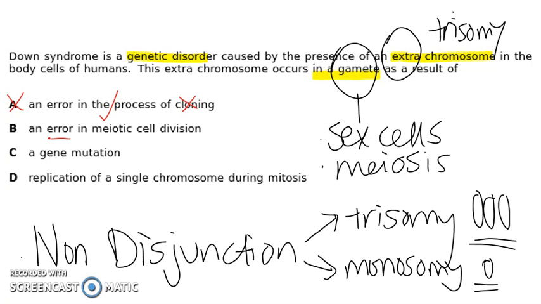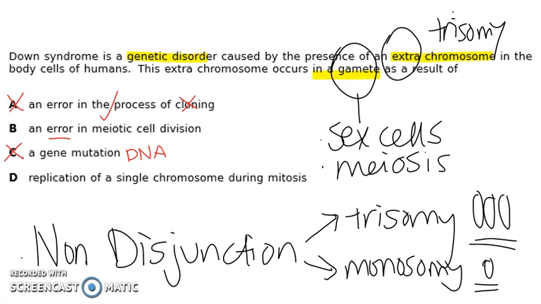C says a gene mutation. Well, though it is a type of mutation when the chromosome is missing or there's an extra, it's not in the gamete due to a gene mutation. A gene mutation would be in the DNA, and this is not because of a mutation in the DNA. This is because meiosis did not separate the chromosomes properly. So it's a different kind of mutation there.